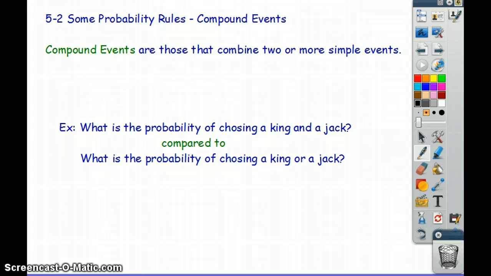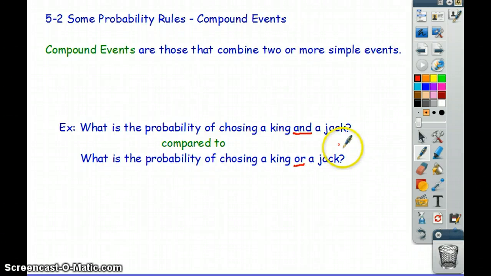What is the probability of choosing a king and a jack compared to what is the probability of choosing a king or a jack? Well, obviously, the difference here is the "and" became an "or." Let's think in terms of what that means. Choosing a king and a jack implies we're picking two cards. One is a king and one is a jack. Choosing a king or a jack implies we're picking one card and it's either a king or a jack.